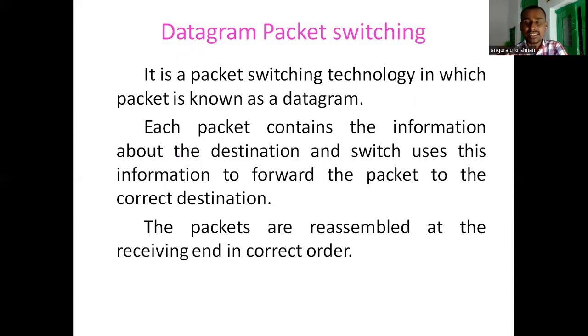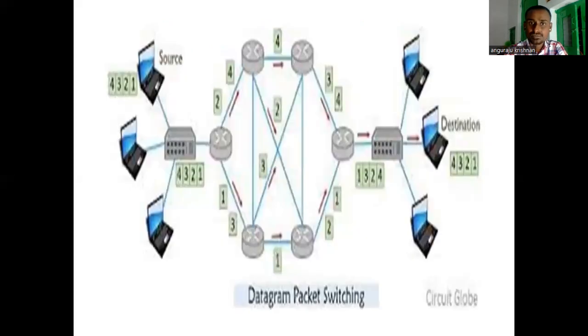Each packet contains the information about the destination, and the switch uses this information to forward the packet to the correct destination. By using the destination address, they transfer the packet from source to destination by using the switching devices. The packets are reassembled at the receiving end in correct order, because each and every packet is assigned a sequence number, and that number is verified at the receiver end. In this diagram, we discuss datagram packet switching. Here, the source has a number of systems and the destination has a number of systems.